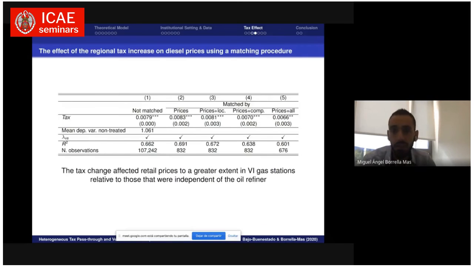Importantly, what we observe is basically the same pattern that we had before, and the results are basically the same, no matter whether we use a non-matched sample or whether we match by prices, location, prices and competition, or all. So the bottom line here again is that the tax change affected retail prices to a greater extent in vertically integrated gas stations relative to those that were independent of the oil refiner, even if we also consider some demand factors that may bias our results.